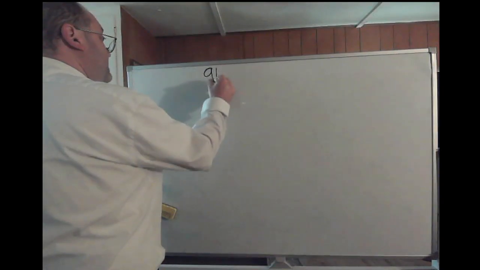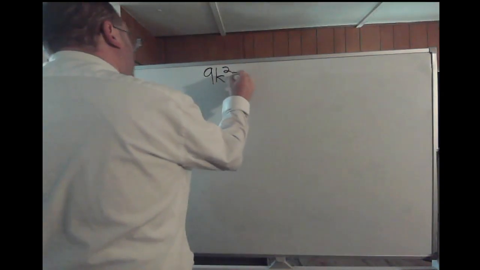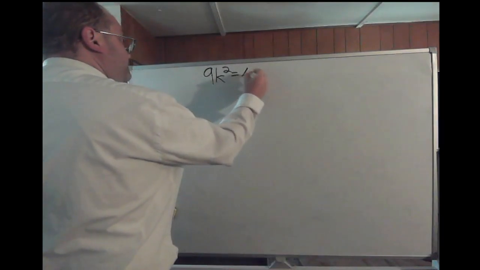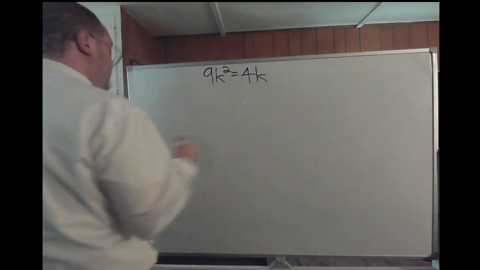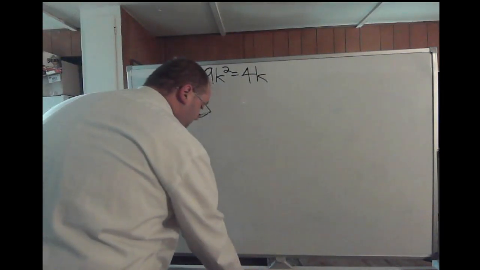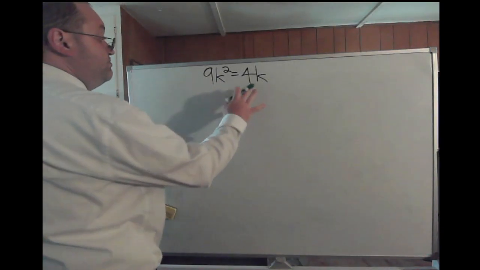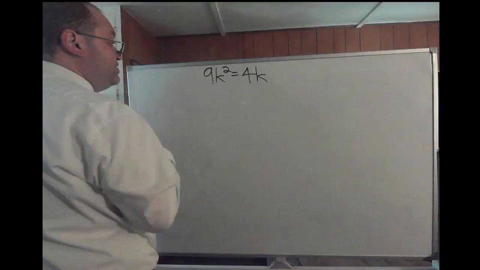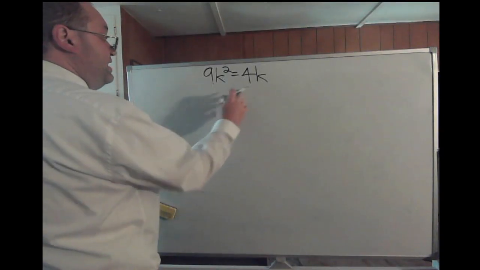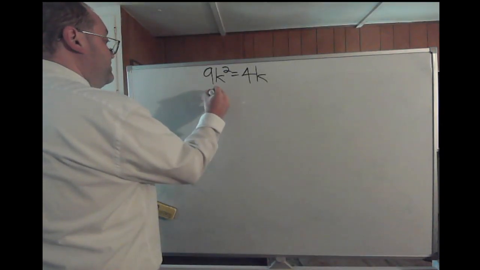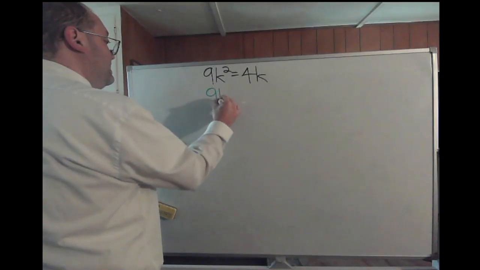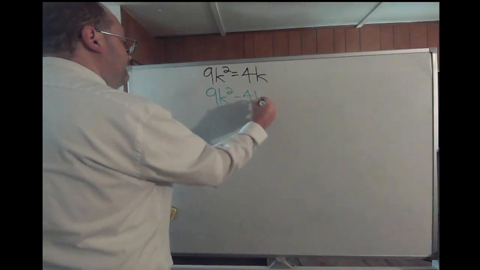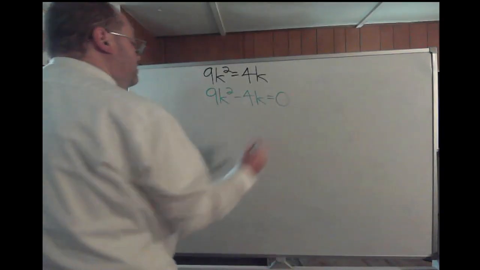We got 9k squared is equal to 4k. 9k squared equals 4k. Again, we have to have the right side equal to 0 in order to be able to solve this. So we got to subtract 4k from both sides. If you do that, you'll get 9k squared minus 4k. That'll be equal to 0.